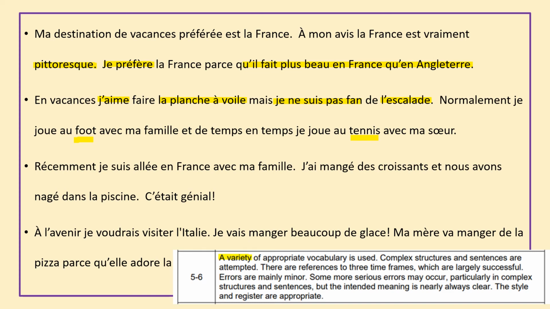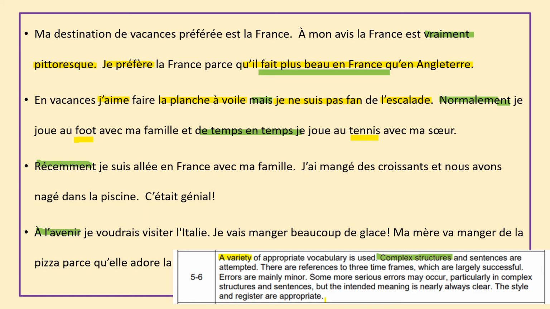And then in terms of complex structures, again, I've used a comparison. I've used an adverb here, vraiment, really. I've used a conjunction. I've said something that I like to do. I like to do windsurfing, but I'm not a fan of climbing, so I've made my sentence more complex by putting a negative in there. I've got quite a few different time phrases in my work, which is going to add to the complexity.